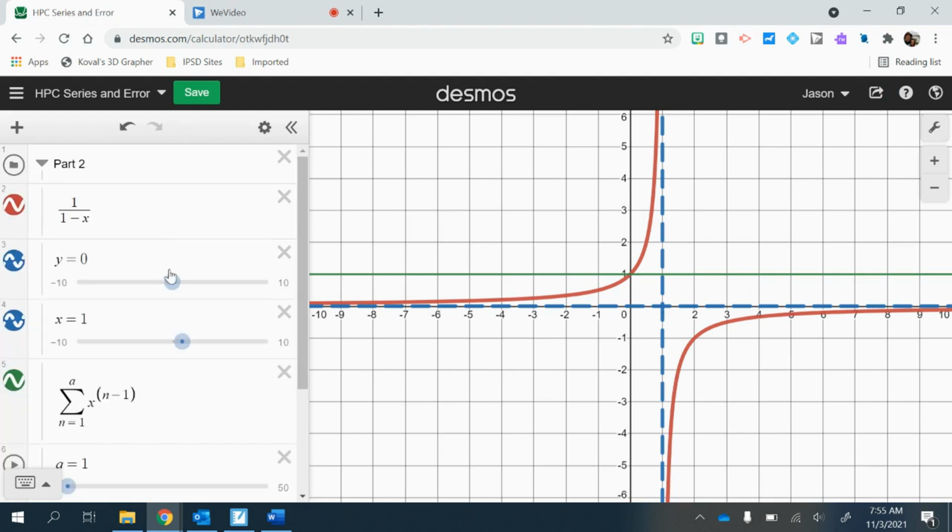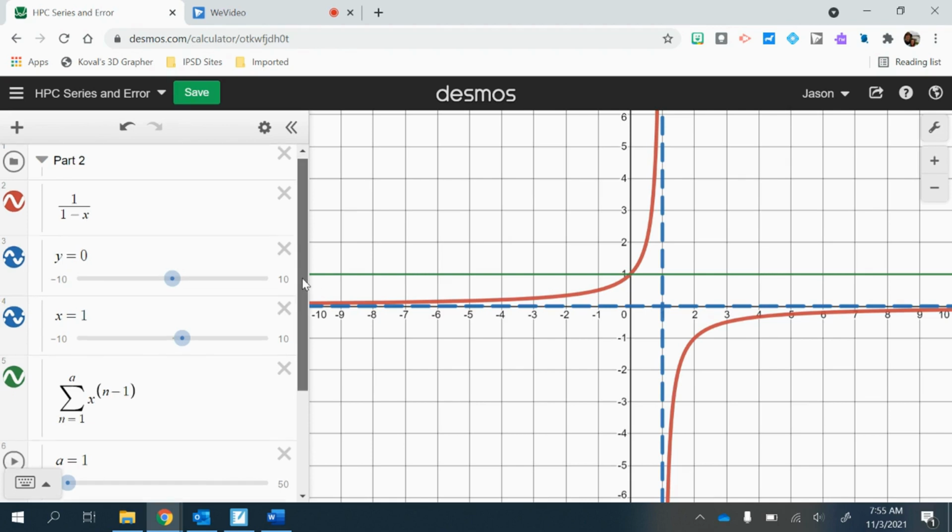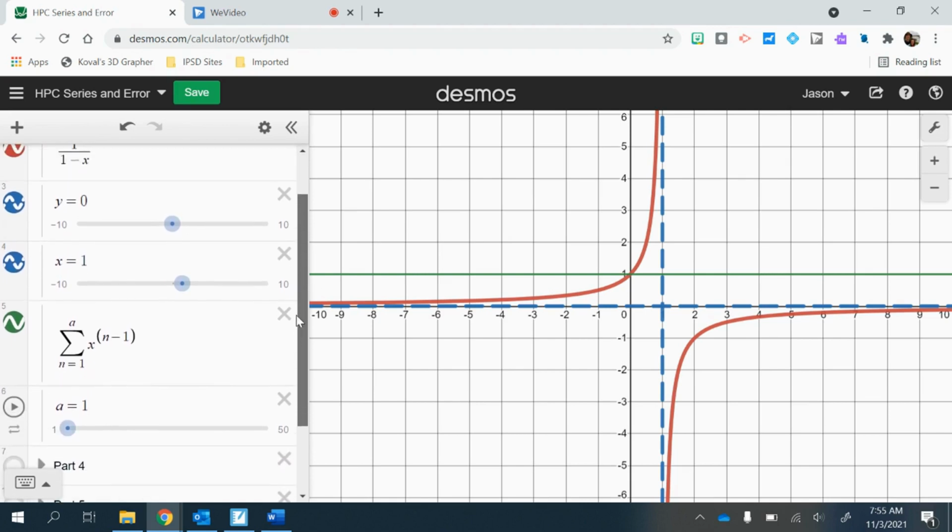So let's actually analyze whether that's true or not. What I'm going to do is take this sum. Right now, when n equals 1, all I have is 1. Then when n equals 2, it ends up being 1 plus x, right? You see the line 1 plus x. And then 1 plus x plus x squared. 1 plus x plus x squared plus x cubed.